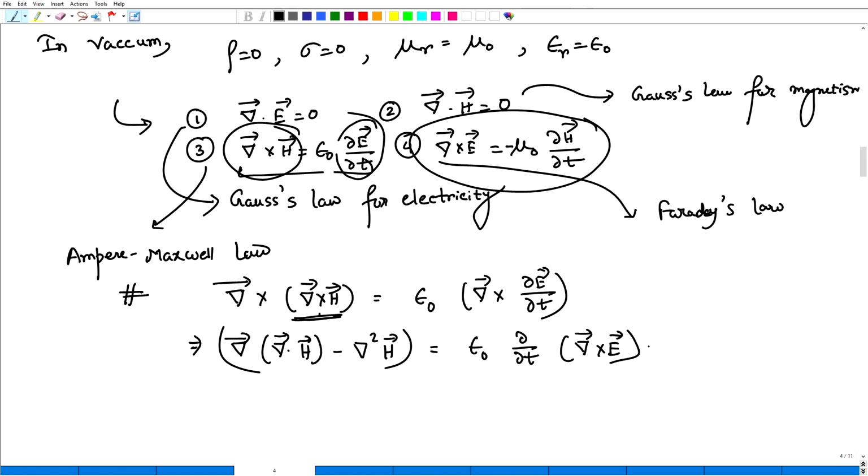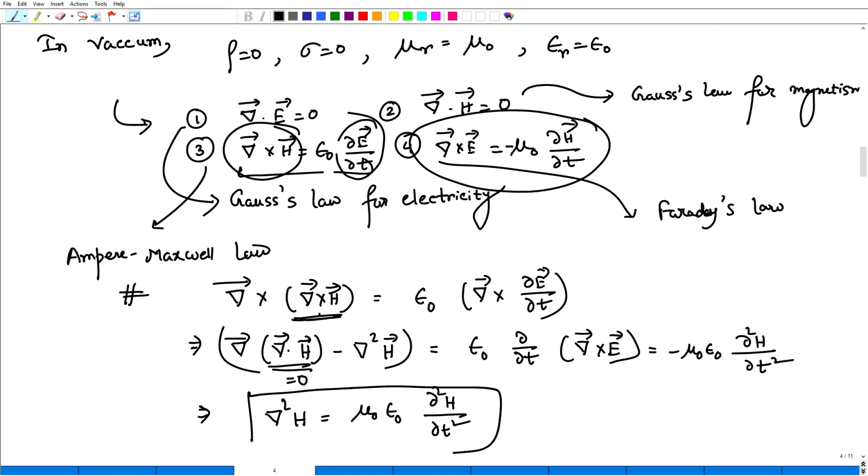Using equation 4 we can write this with a minus sign. So it is minus mu 0 epsilon 0 del square h by del t square. So, this is also 0. So, del square h equals mu 0 epsilon 0 del 2h by del t square. So, this is a wave equation.